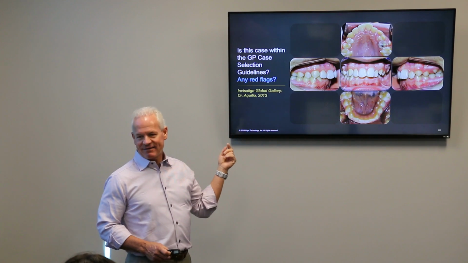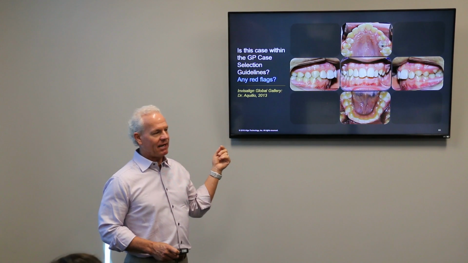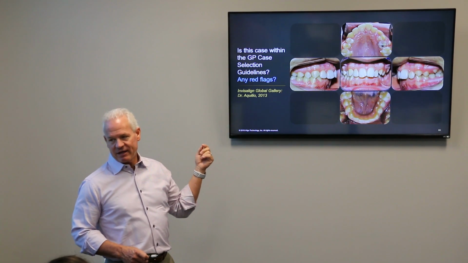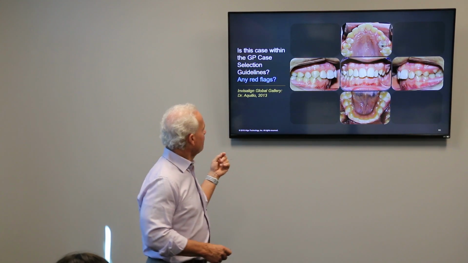Next. What kind of a bite is it? Deep. Severe deep bite. Moderate to severe deep bite. Moderate to severe overjet. Mixed dentition, class 2, with crowding.